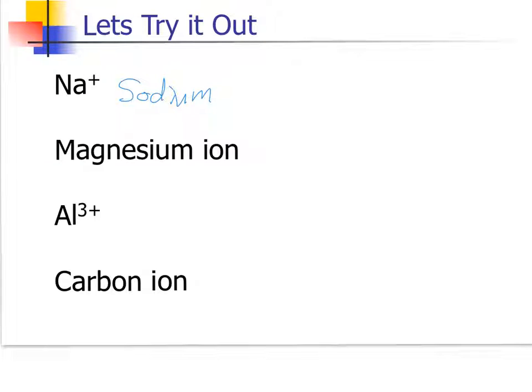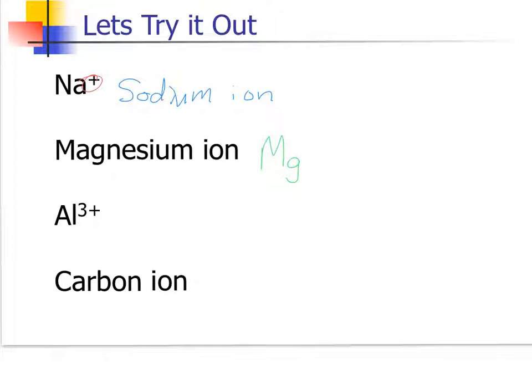Because it has a charge, as we see here, we need to add the ion part to the end. So it's just sodium ion. Now, magnesium ion, the fact that it does not end in IDE means that it's going to have a positive charge. So the one that I'm looking at here, magnesium, symbol Mg.